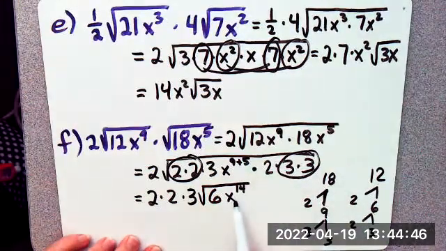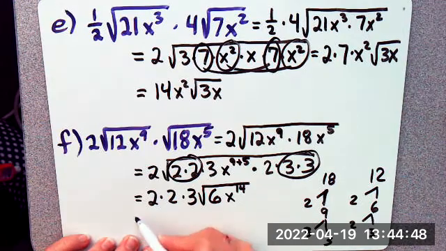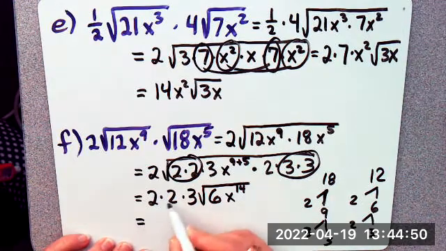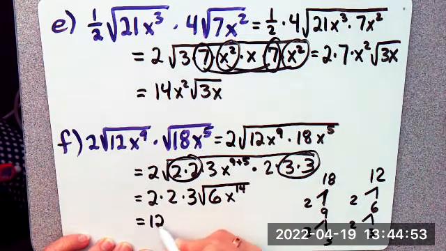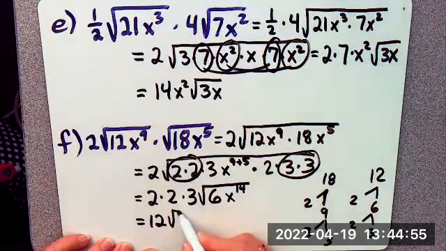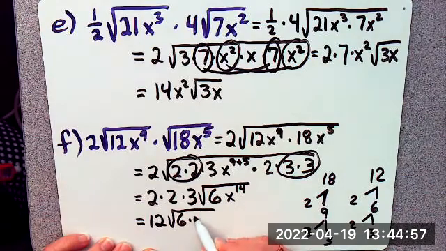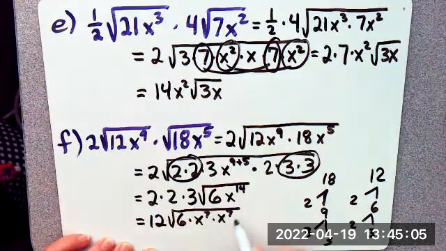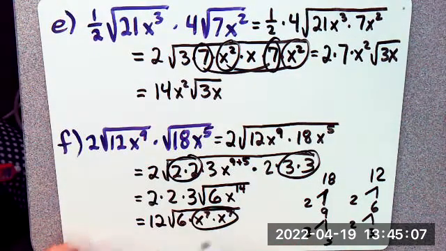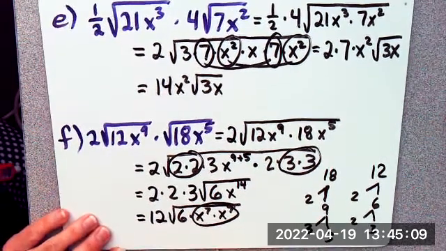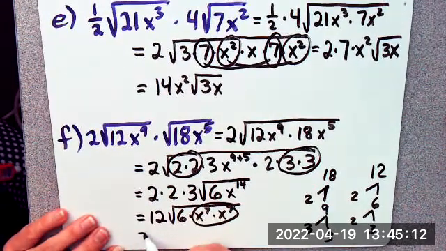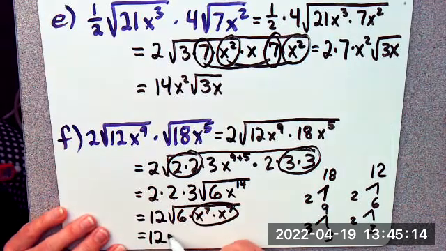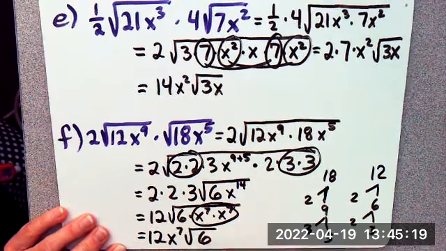Okay, this I can divide by 2 and take that one out, because we can see in this next step, 2 times 2 times 3 is 12. And then we have 6, and this is the same thing as x to the 7 times x to the 7, because 7 plus 7 is 14. And now I have a pair. So my final answer for this is going to be 12x to the 7 times the square root of 6.